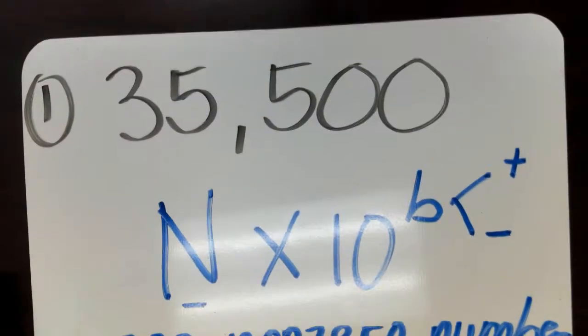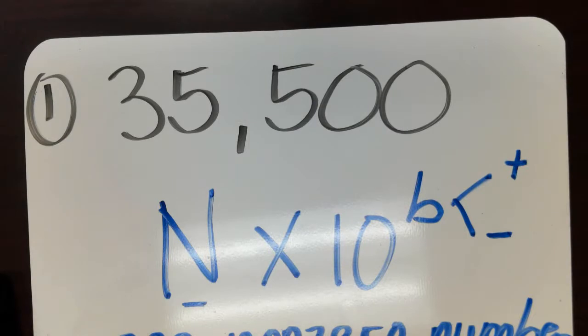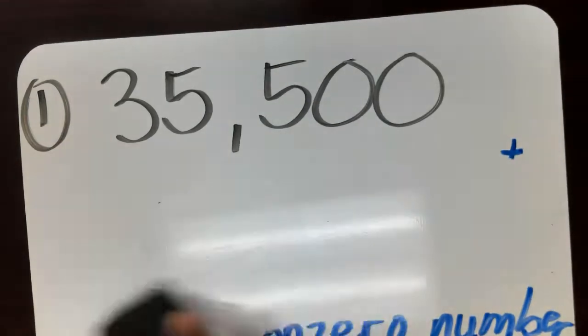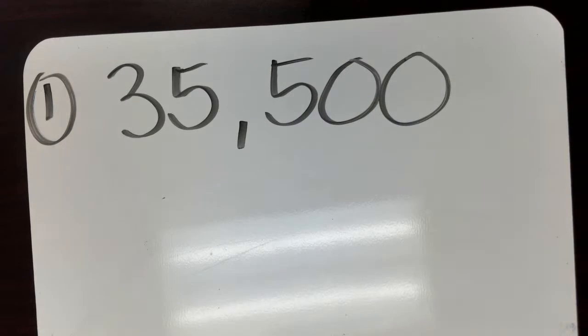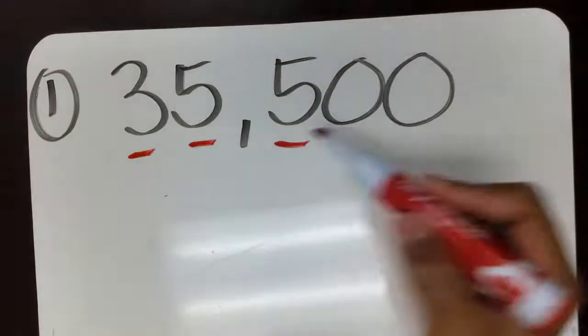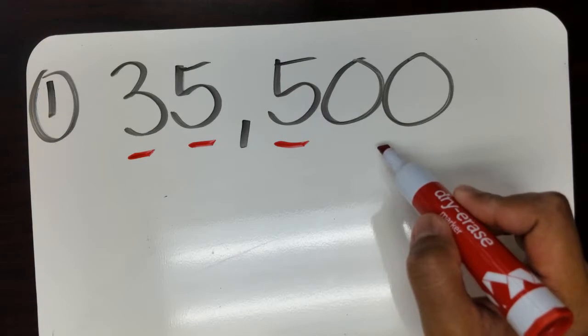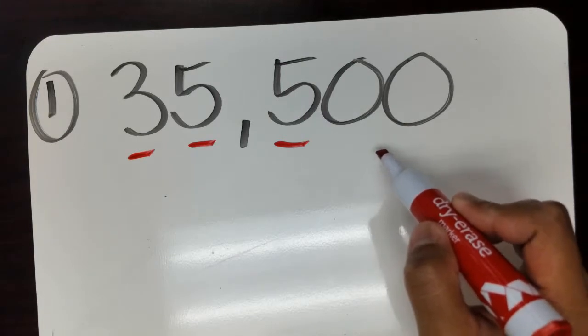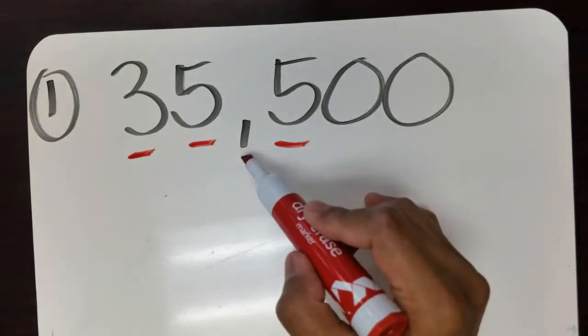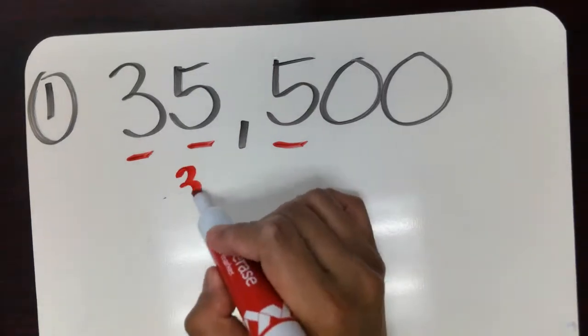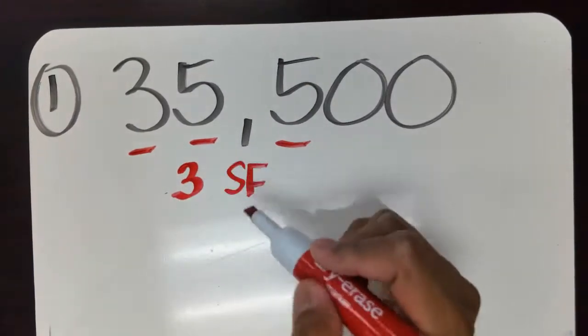So let me go back to number 1 as an example. Let me erase this first. Number 1, you have 35,500. This is a whole number. The first thing you need to ask yourself is, how many significant figures do you have in this number? Let's count. You have 3, 5, and 5. Do you count the 2 zeros to be significant in this case? No, because zeros to the right are not counted if there is no decimal point. This is a comma. That's not a decimal point. So in this case, you only have 3 significant figures, correct?